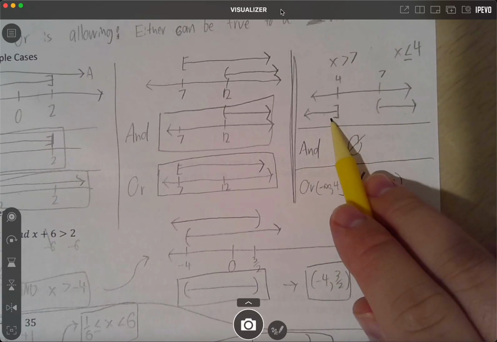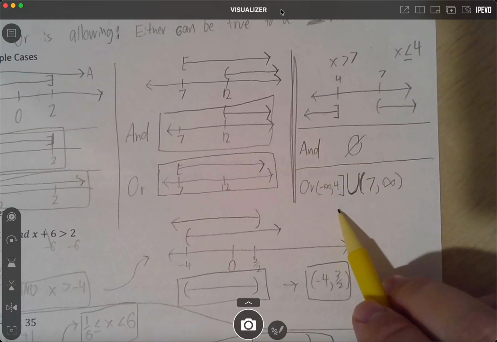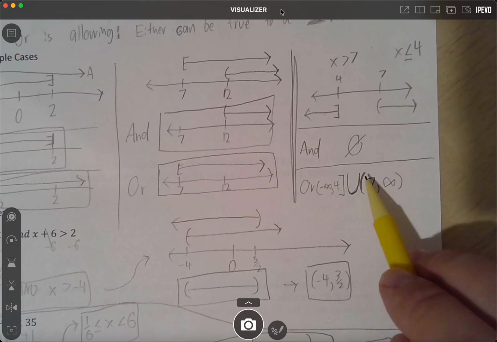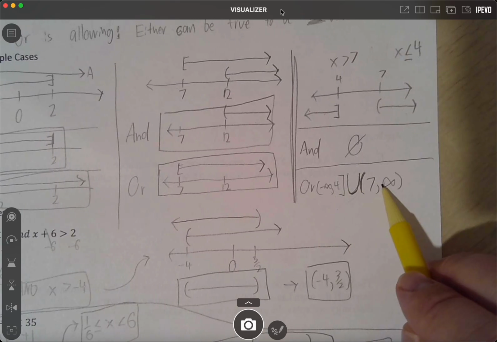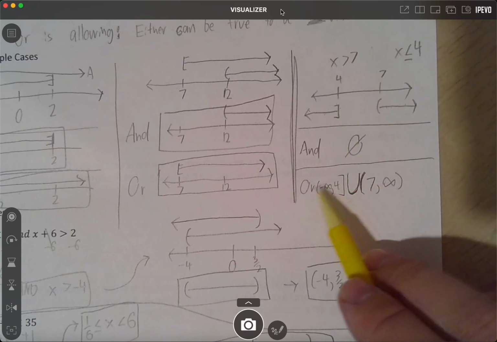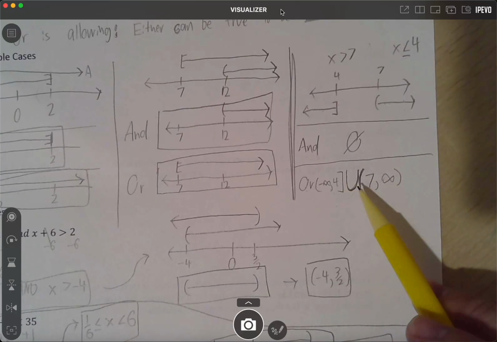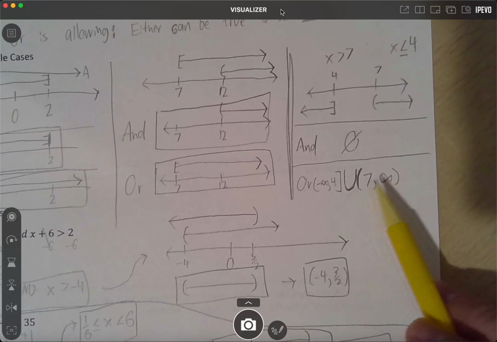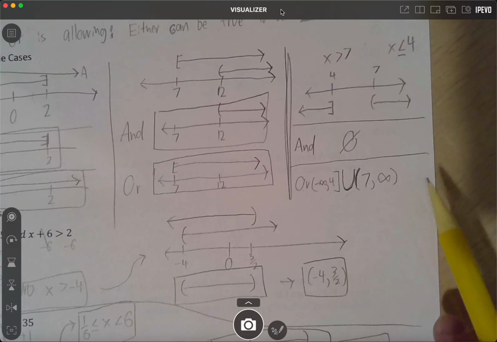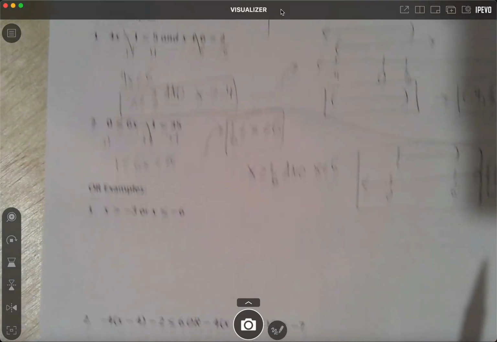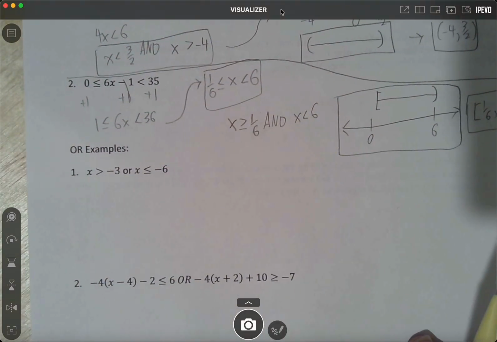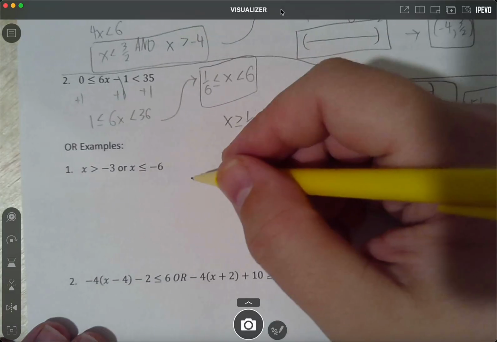You know, again, these are small representations of those graphs, and we use this big U symbol to say, yeah, these aren't connected actually, but they are connected because "or" says they can be, if that makes sense. You're saying, I know the graph is split, here's a symbol to say I know it's split, but I still want these two to be a part of my final answer. All right, well, let's look at these two other examples really quick.